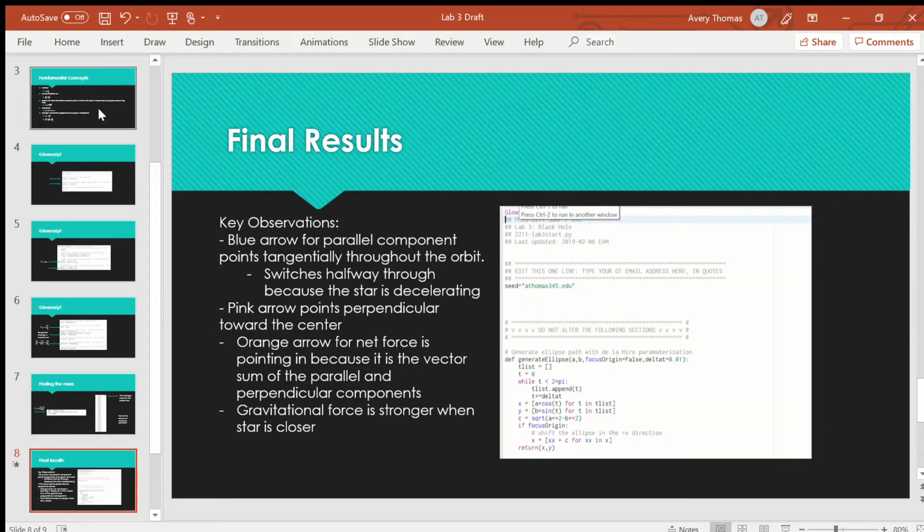I then created the video to represent the path of the orbit. I added arrows to represent the different forces acting along the object's path, and I'll play this video now.